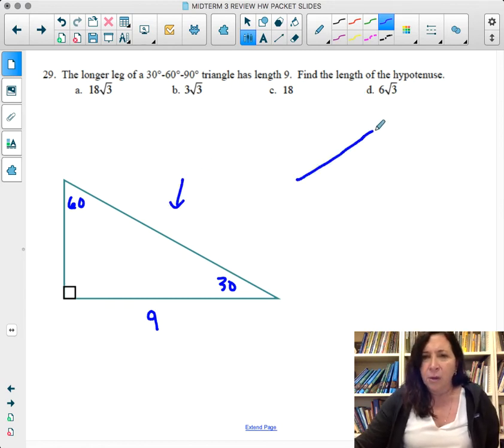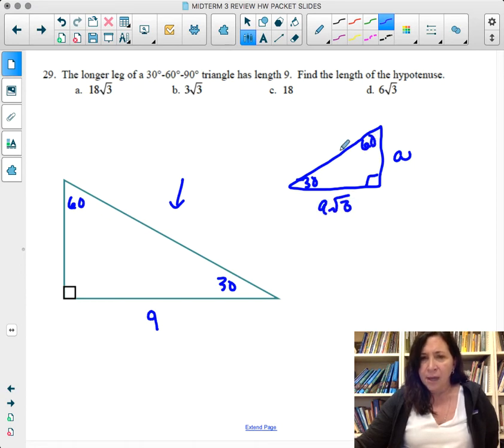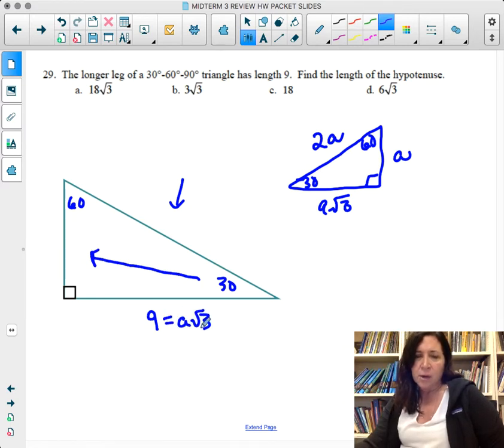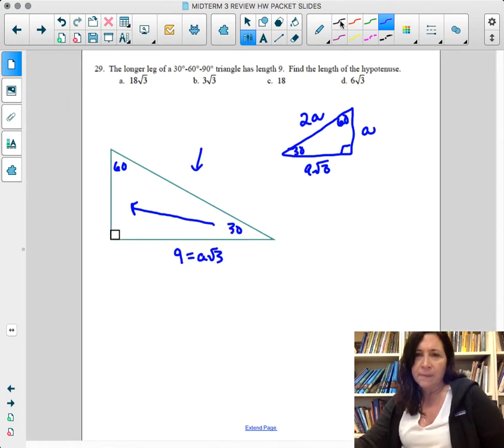So if you recall, when we were learning the 30, 60, 90 special right triangles, across from the 30, we call that a. Across from the 60, we had a root 3. And across from the 90 was 2a. So what I really need to do is find what's across from the 30, because that's my a. Across from the 60 is a root 3. So I'm going to solve for a. I'm going to divide by root 3 on both sides. There's a shortcut, right? a is equal to 9 over root 3.